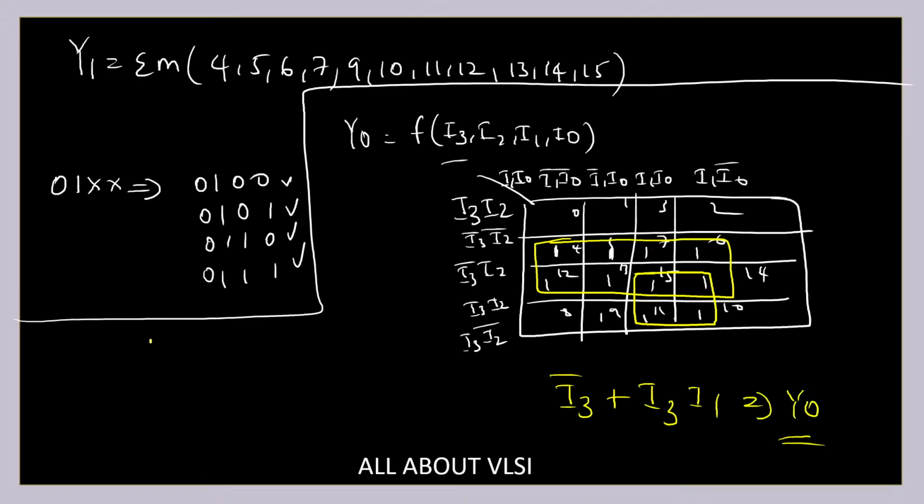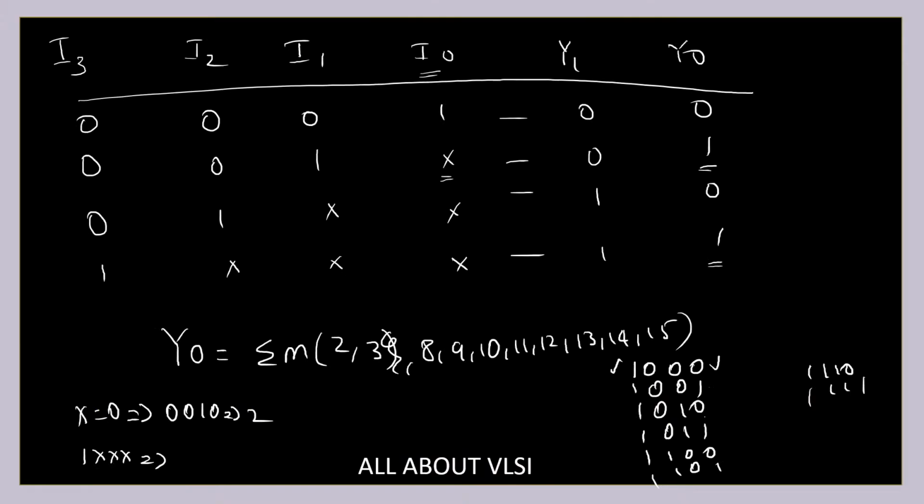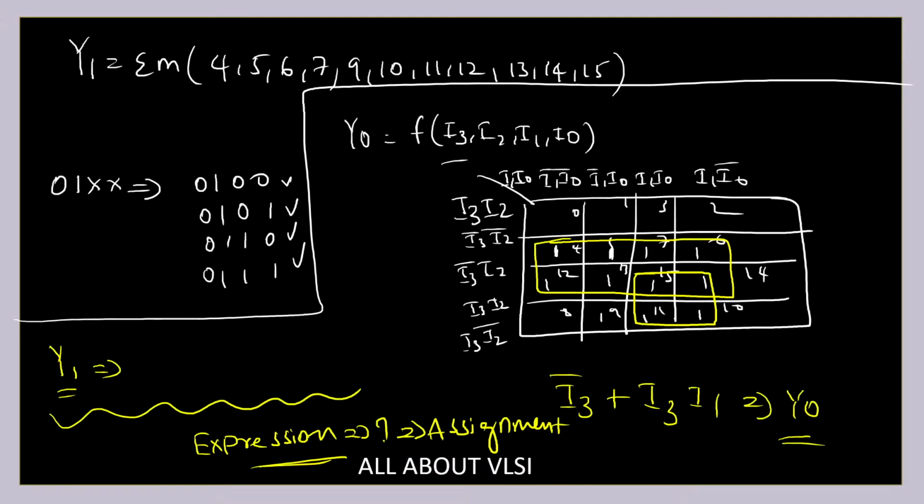Okay. Next, you can do the same for Y1. Do the same for Y1 using the K-map, and please let me know the expression. This is a small assignment for you. Just calculate for Y1 and let me know. After solving this and letting me know the expression, we will discuss how exactly the priority works and all.